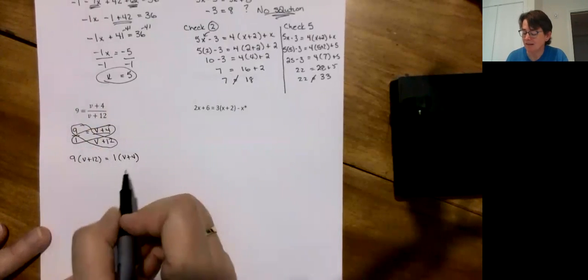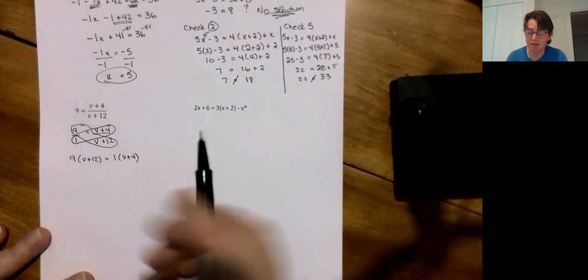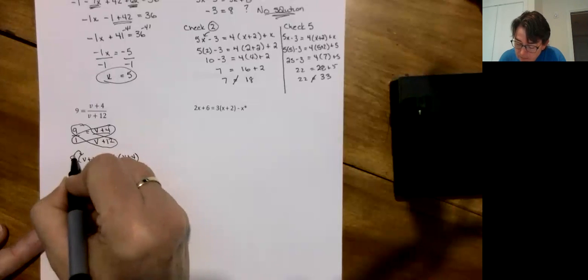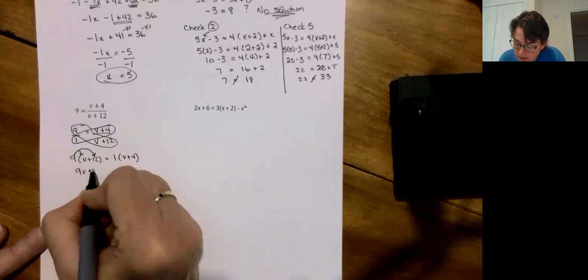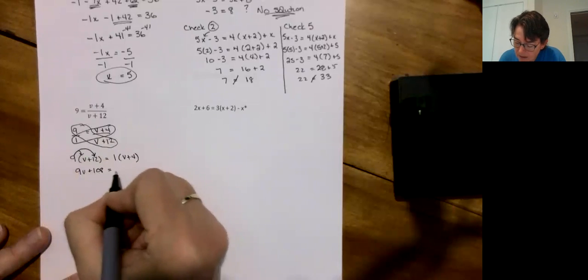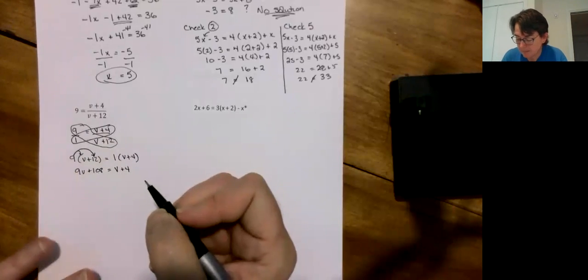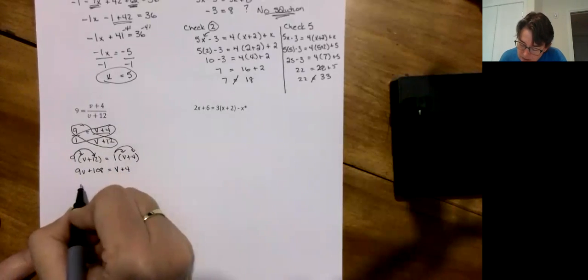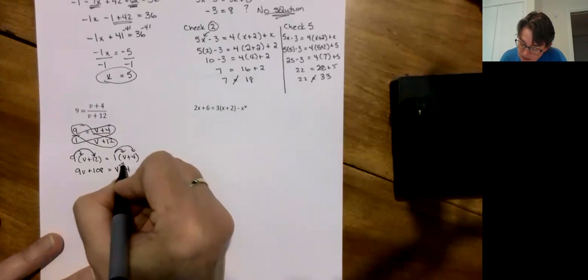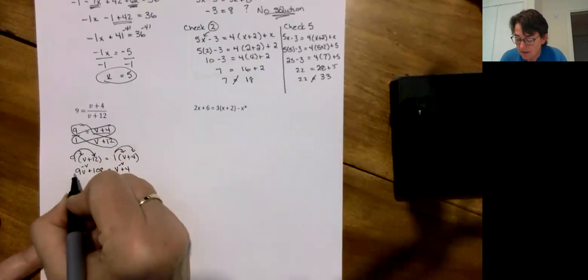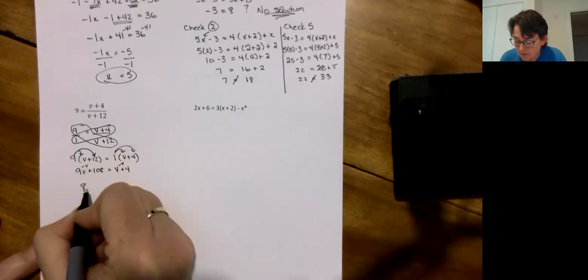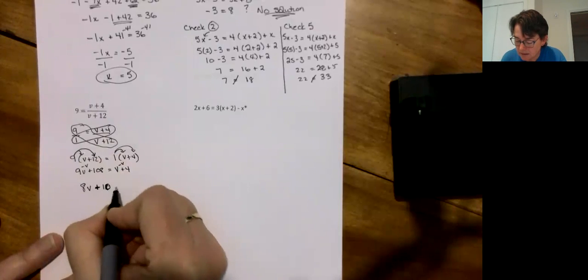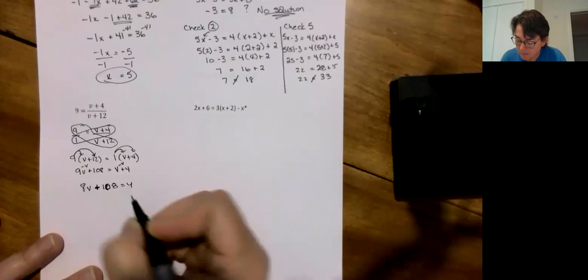Don't start multiplying together at the same time. Don't do that. Just one step. Now we'll distribute. 9 times v is 9v. 9 times 12 is plus 108 is equal to v plus 4. Right, because I multiplied through by 1. Let's move the v's. Minus v. Careful. 9v minus v is 8v. Plus 108. Oh, goodness. Equals 4.